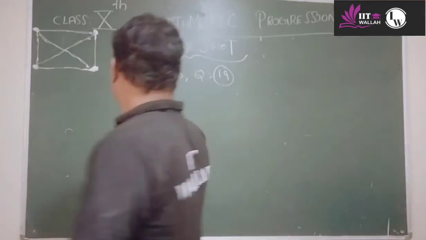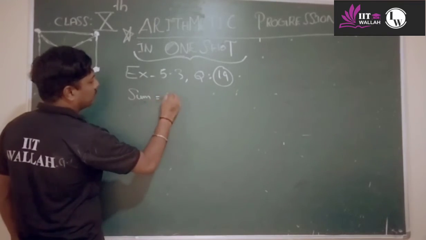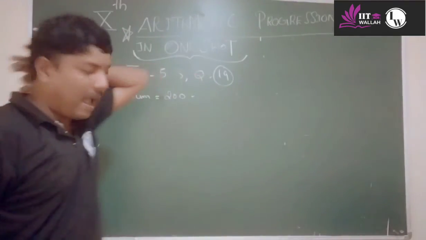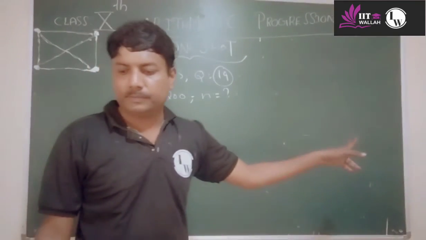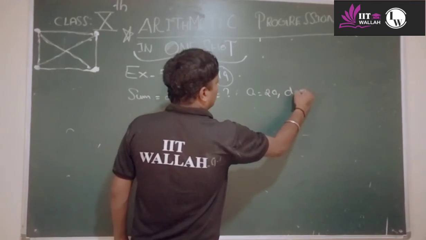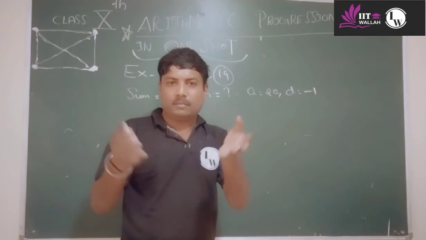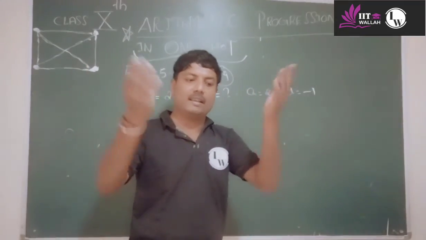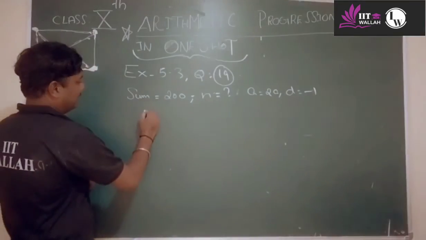So here the sum, meaning the total logs, is 200. And n we don't know, and n is what we need to find here. a is equal to 20, d is equal to minus 1. It is given because in the first row there are some logs, then one less than that, then one less than that, like that. Okay?